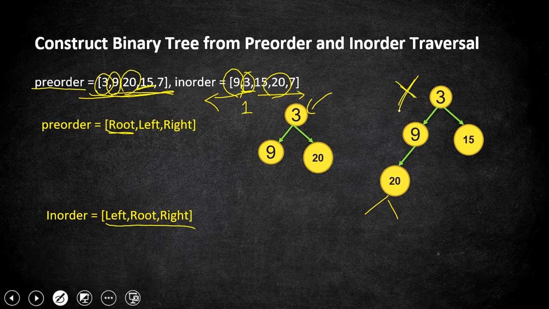So it is possible that 9 is the left node, that is correct, but we still have to figure out whether 20 is the right node or whether we have any other right subtree left. By using these concepts, we are going to construct our binary tree and return it. So let's get into how this is actually going to work.